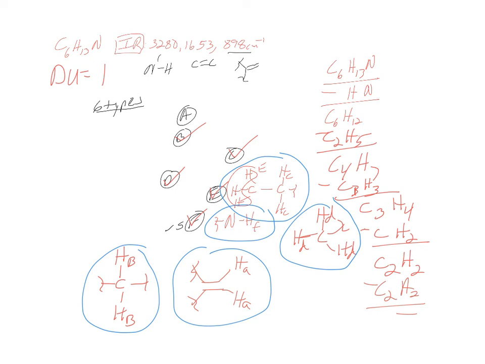Also remember that B should have no nearest neighbors because it's a singlet. D should also have no nearest neighbors because it's also a singlet. So where to put it from there? Go ahead and give that a shot.